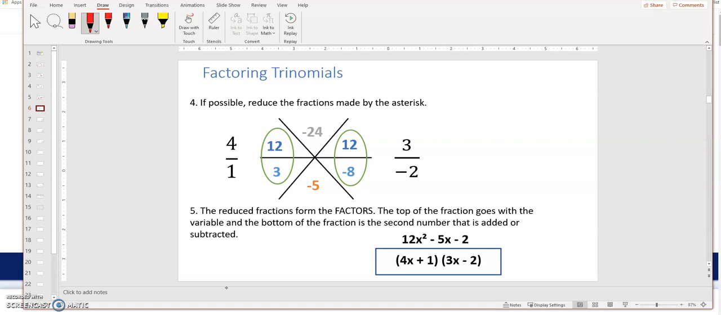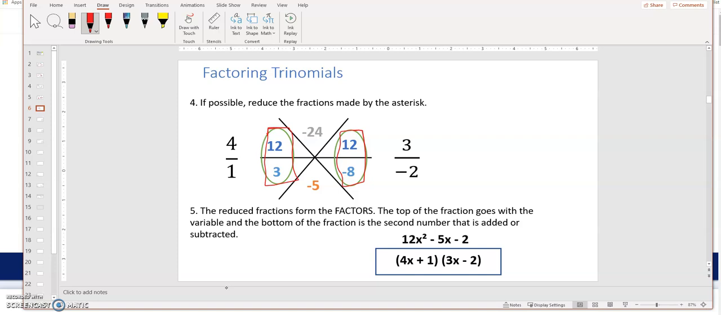We are going to take the fractions that were made by the asterisk. So 12 divided by 3 and 12 divided by 8. You're going to still write it as a fraction. So 12 divided by 3 is 4, but we're going to keep it as 4 on the numerator and 1 on the denominator. Okay, we want to keep that 1 there, and you'll see why in just a second. But nevertheless, we're going to reduce.